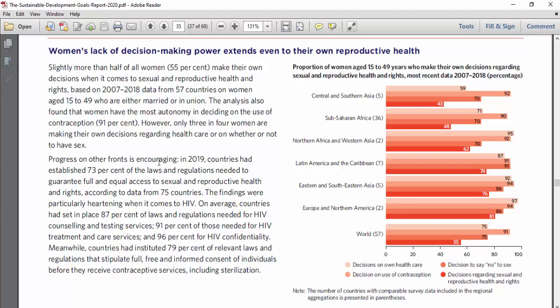Progress on other fronts is encouraging. In 2019, countries had established 73% of the laws and regulations needed to guarantee full and equal access to sexual and reproductive health and rights, according to data from 75 countries. The findings were particularly heartening when it comes to HIV. On average, countries had set in place 87% of laws and regulations needed for HIV counseling and testing services, 91% of those needed for HIV treatment and care services, and 96% for HIV confidentiality. Meanwhile, countries had instituted 79% of relevant laws and regulations that stipulate full, free, and informed consent of individuals before they receive contraceptive services, including sterilization.